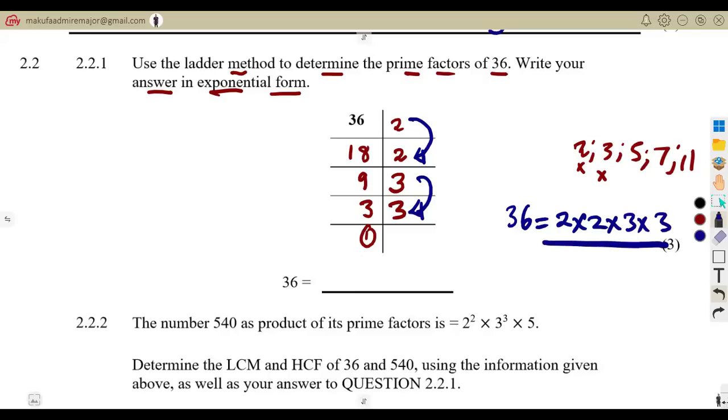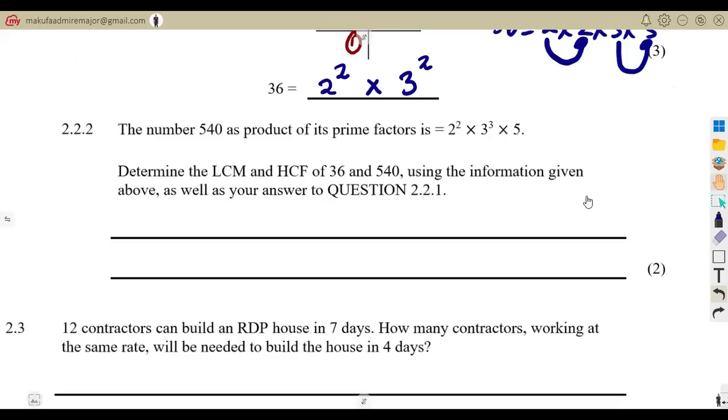But they do not want it in this way. They said, write your answer in exponential form. They told you how to express your answer. So which is exponential form? Writing in terms of the powers. 2 is multiplying itself how many times? 2 times. So that's 2 to the exponent of 2. 3 is multiplying itself how many times? 2 times. So that is 3 to the exponent of 2.